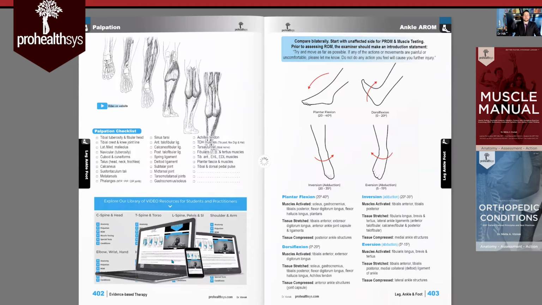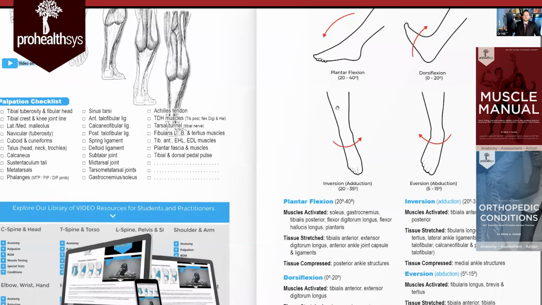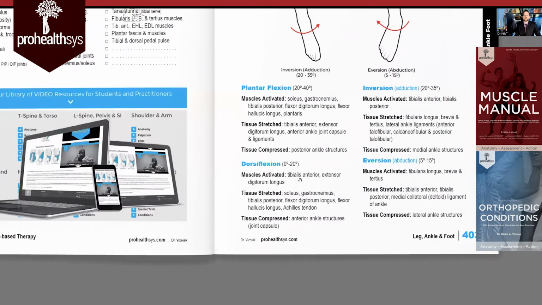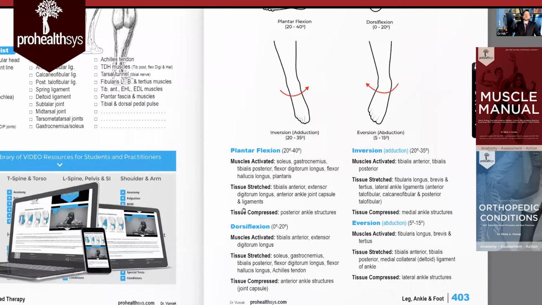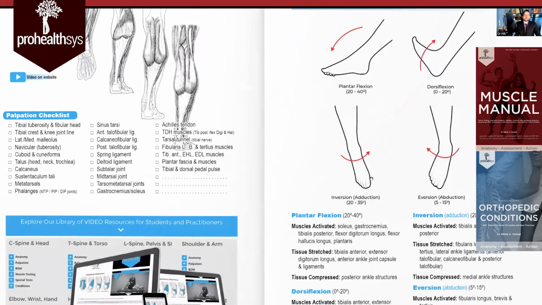And I will remind you, there are videos of how to palpate all of these on our website. So please be sure to check those out if you forget. Ankle range of motion is where you're going to start, but the key thing for ankle range of motion is going to be, do I know which muscles are activated, what tissue is stretched, and what tissue is compressed, so I can find what my potential pain generators are?